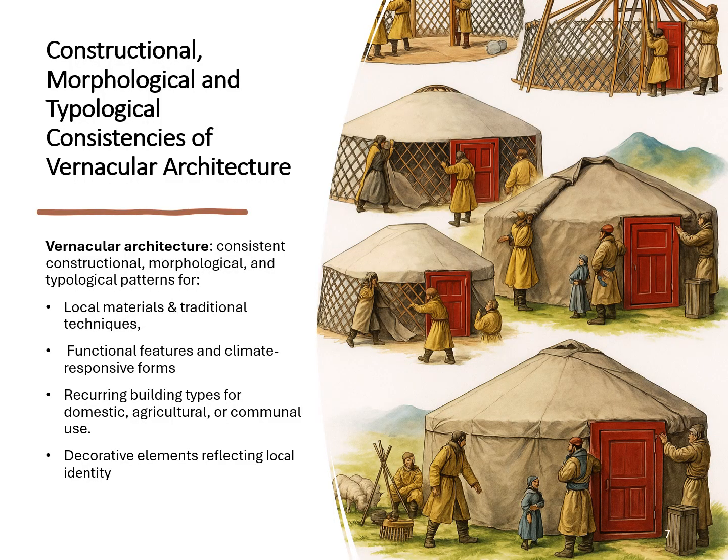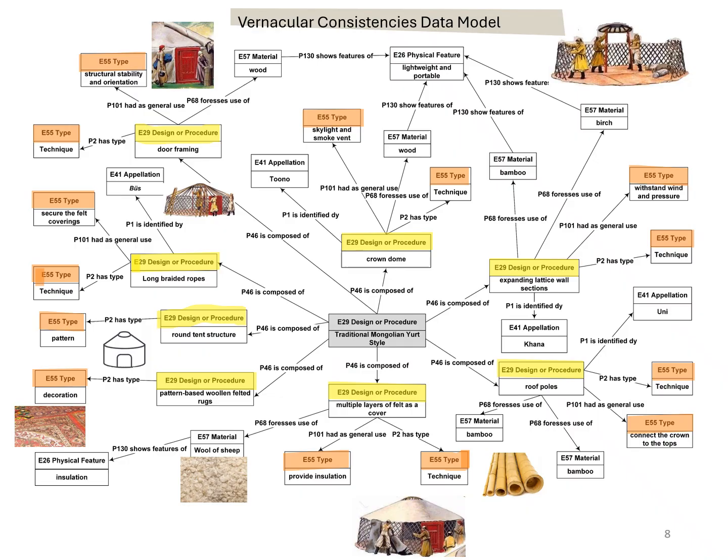Vernacular architectural style displays consistent constructional, morphological, and typological patterns rooted in local traditions, environmental adaptation, and cultural continuity. It employs local materials and traditional techniques, features functional and climate-responsive forms, and includes recurring building types for domestic, agricultural, or communal use. Decorative elements often reflect local identity. These consistencies support structural integrity, a balanced relationship with the surrounding environment, and a sustained cultural continuity through time and across regions.